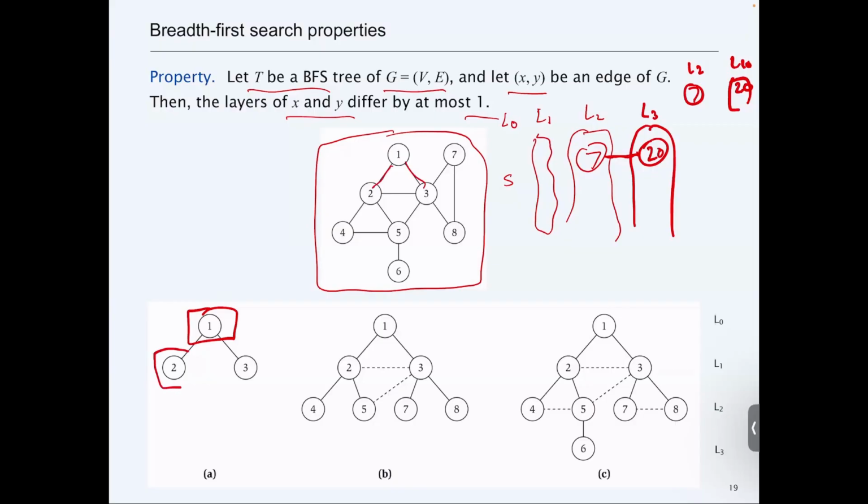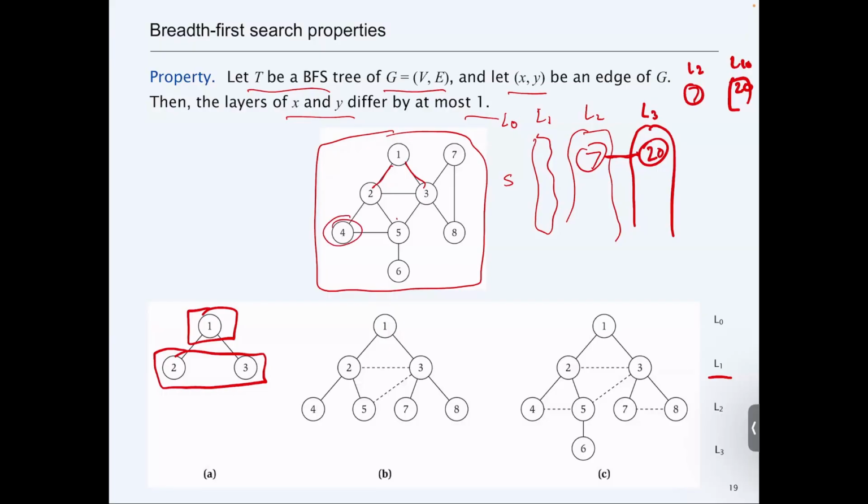So 2 and 3 end up in L1. They are nodes that are one hop away. It only takes one edge to get from 1 to 2, and one edge to get from 1 to 3. Now I look at the neighbors of 2 and 3. So who are the neighbors of 2 and 3?